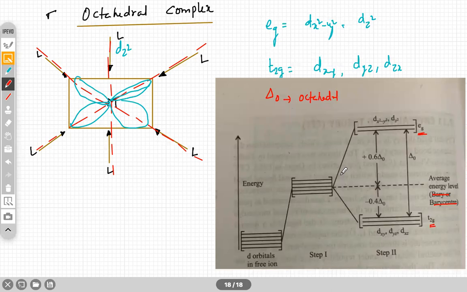Sir, can we say that the energy of the d orbitals in step 1 rises up to 0.2 delta O? No, it's not 0.2. The sum of this plus this is delta O only. The plus and minus signs just represent that the energy is increasing for this and decreasing for this. The total sum is delta O only.